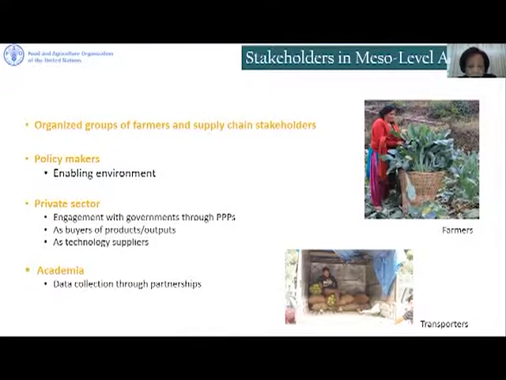In terms of our stakeholders, we are working at the meso level with organized groups of farmers and supply chain stakeholders in all of our projects. It's a fundamental requirement. We do not work with individuals. If they are individuals in some countries where systems don't exist, we actually help facilitate and support them to get organized. And we also work in collaboration.